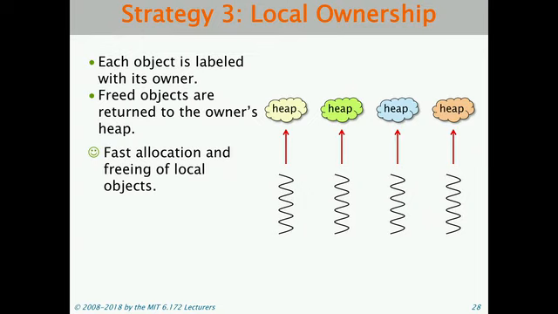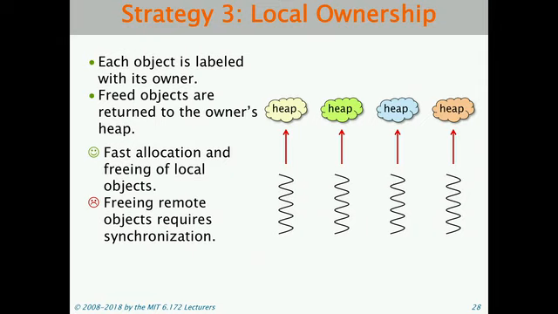The advantage of this approach is that you get fast allocation and freeing of local objects. Local objects are objects that you allocated. However, freeing remote objects requires some synchronization because you have to coordinate with the other thread's heap that you're sending the memory object back to. But this synchronization isn't as bad as having a global heap, since you only have to talk to one other thread in this case. You can also bound the blowup by P.